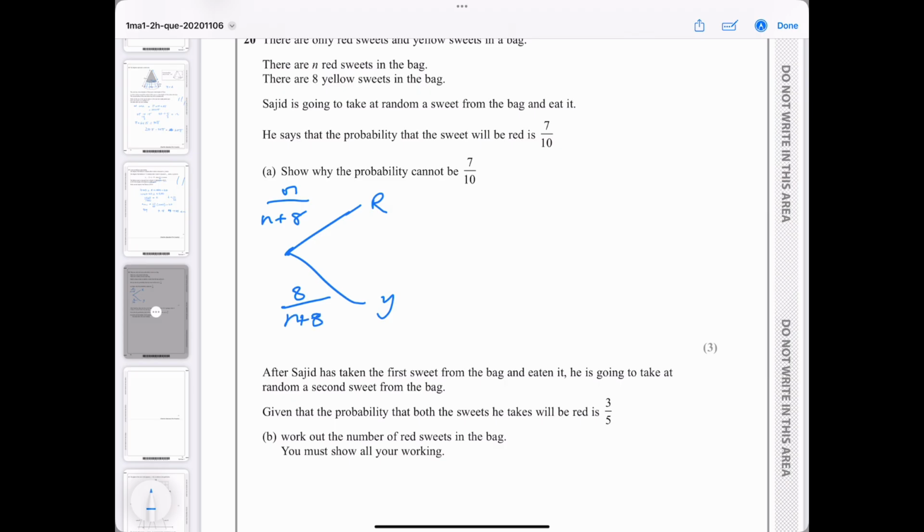So basically the chance of him having a red sweet, he's saying is 7/10, which would mean that that would have to be 7/15 or something in that way. So it would have to be 14/20. And that doesn't work because if n is 14, then it'd be 14 plus 8, which is 26. Anyway, basically you can't do that.